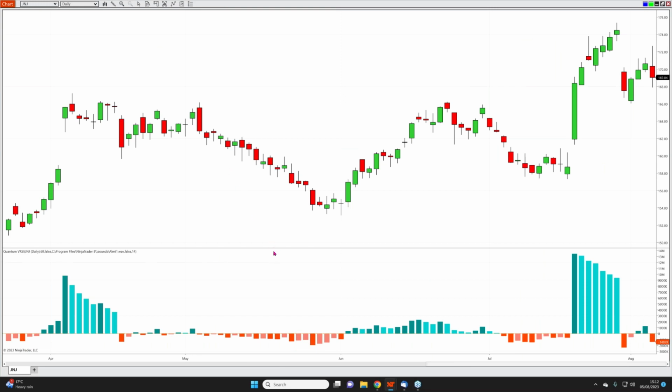What have we got here? Well, we had a rally here on a gap up, but that gap really didn't go anywhere. And it's almost instantly signaled by the fact that the pressure bars are falling away quite strongly.